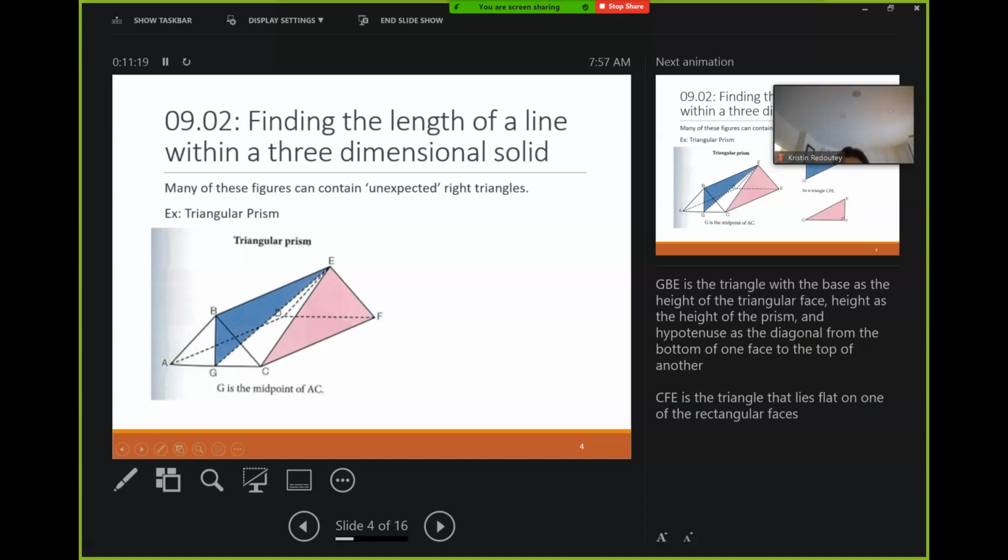So when we talk about a prism, what we're talking about is we should have 2 parallel bases. In this case, our bases for our prism are this triangle ABC and this triangle DEF. And then the faces connecting those bases should be all rectangles. So this guy is a prism because it's got 2 triangles connected by a bunch of rectangles. Everybody's okay with that idea?